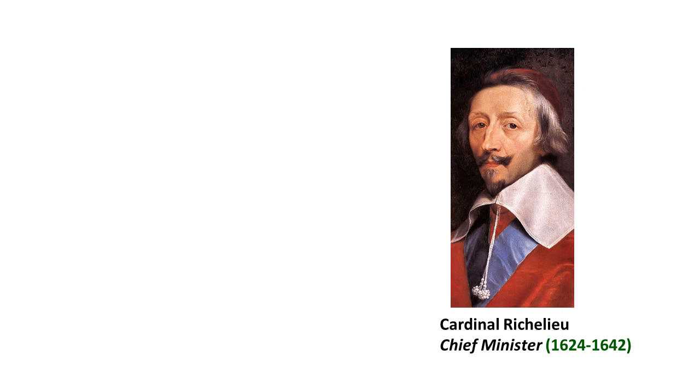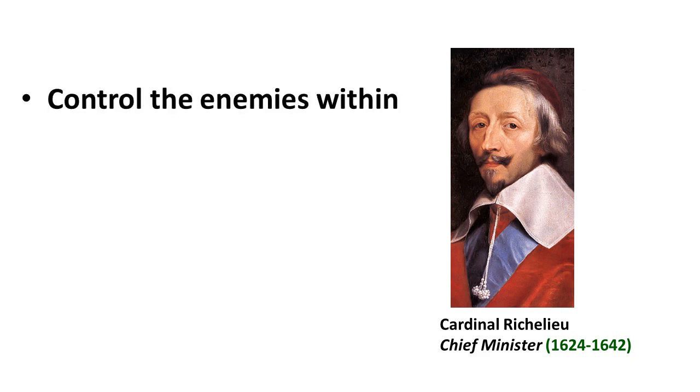And the first thing that Richelieu believed needed to be done was to control the enemies within. The enemy within means that inside France you have some people, some actors that may be opposed to the king's power, and so that may be a danger for him. And Richelieu knew that there were basically two kinds of enemies within.